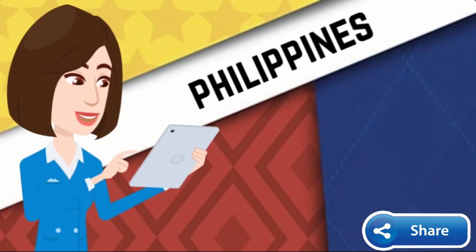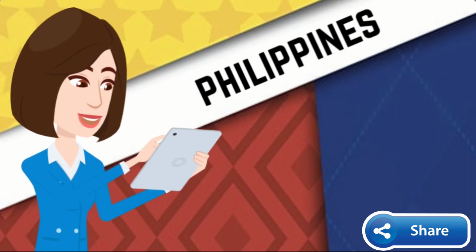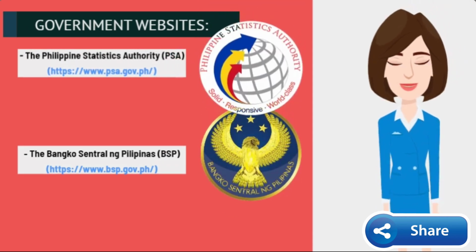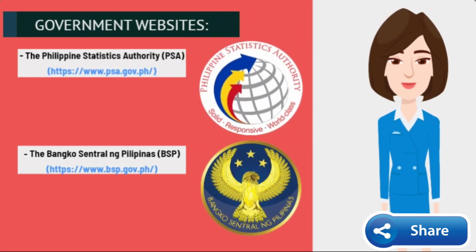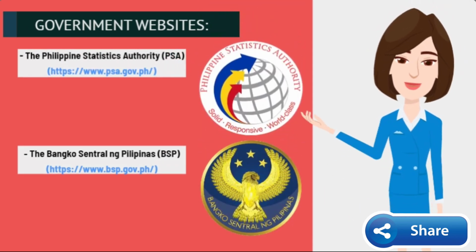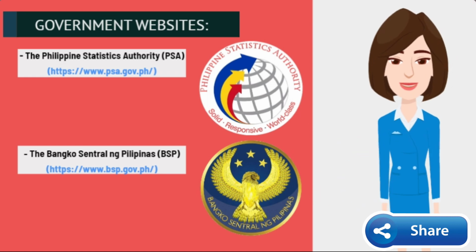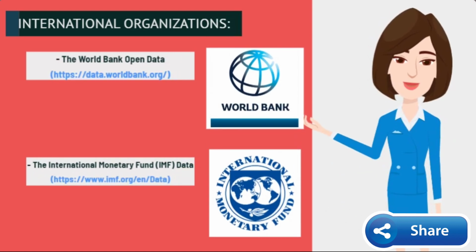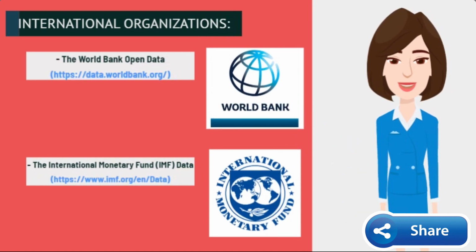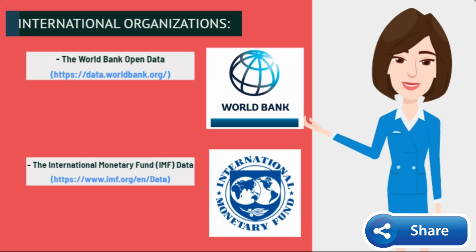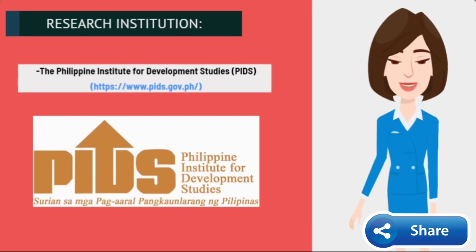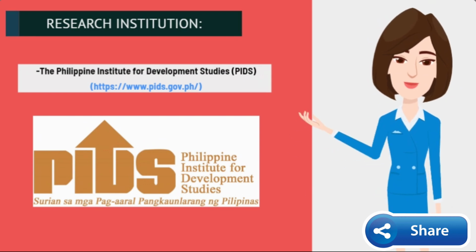In the Philippines, we also have several resources we can explore to find economic information. There are the government websites, the Philippine Statistics Authority or PSA, and the Bangko Sentral ng Pilipinas or BSP. Among international organizations, we have the World Bank Open Data and the International Monetary Fund or IMF data. For research institutions, we have the Philippine Institute for Development Studies or PIDS.